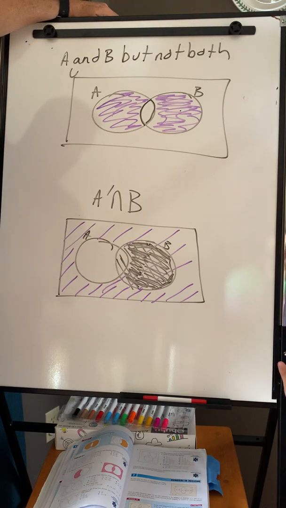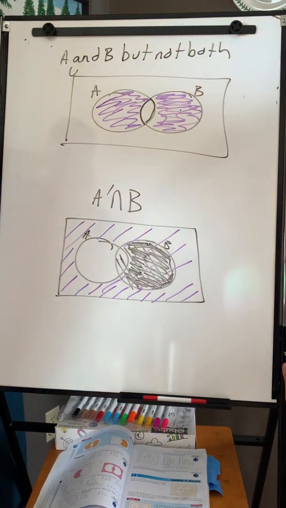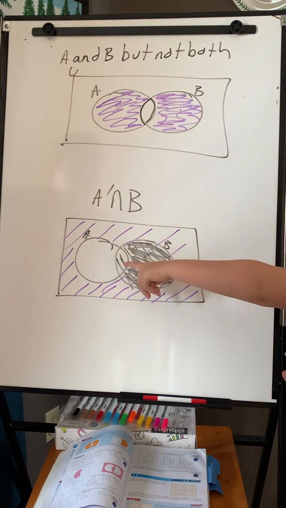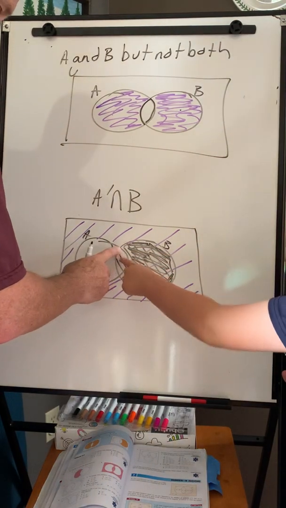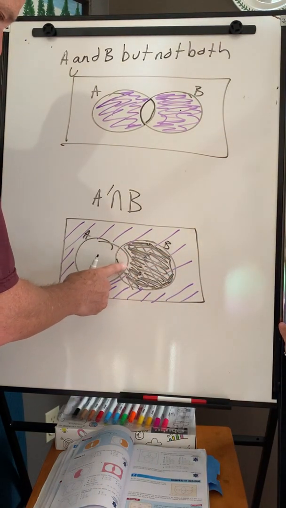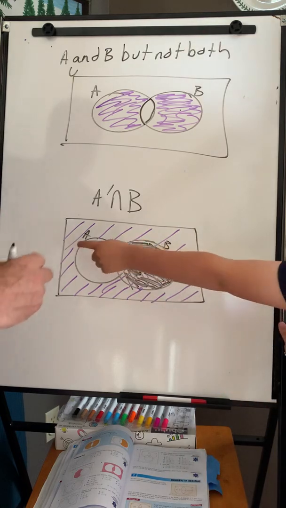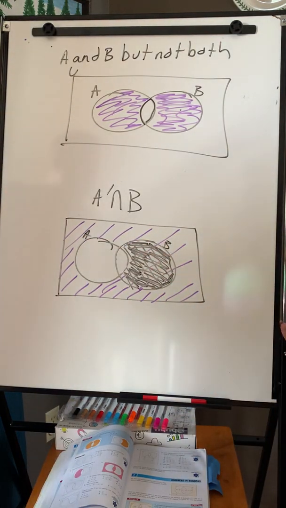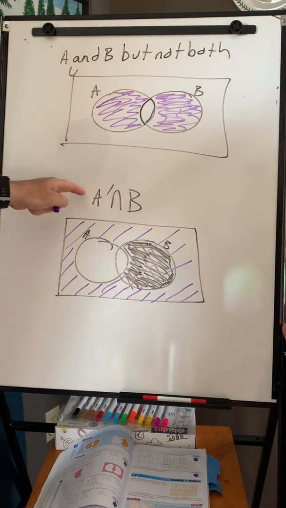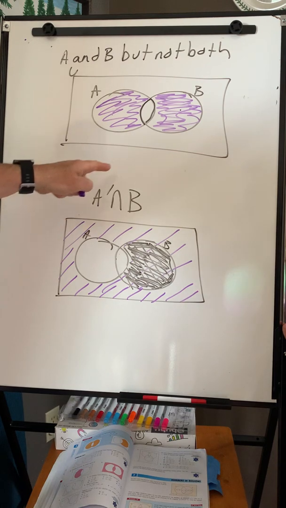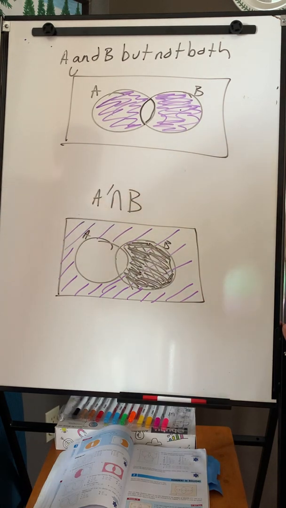There are a few practice questions on how to sketch these, and there might even be one where things that are in A and B are shaded in too. Oh, they're not supposed to be? Nope, because they're still in A. Right. And we want them not in A, but in B. Does that make sense? Yeah.